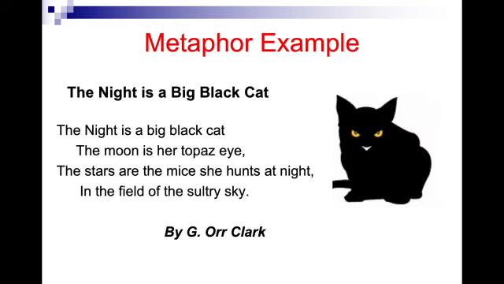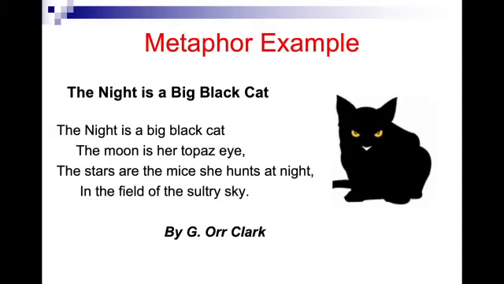Here's our poetry example. The Night Is a Big Black Cat by G. Orr Clark. The night is a big black cat. The moon is her topaz eye. The stars are the mice she hunts at night in the field of the sultry sky. So again, we have two comparisons here. We have the night and the cat being compared. And we have our helping verb is in between, so we don't have the like or as. It's going to be a metaphor.